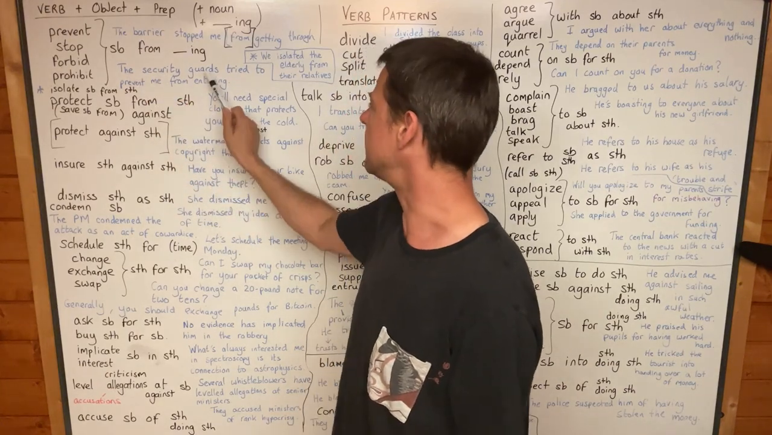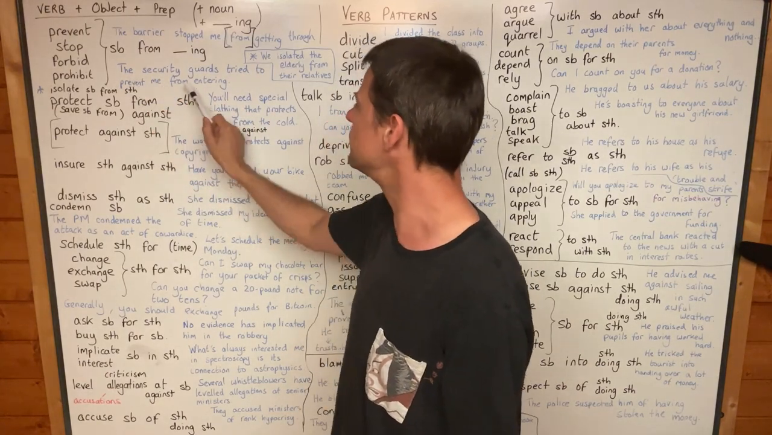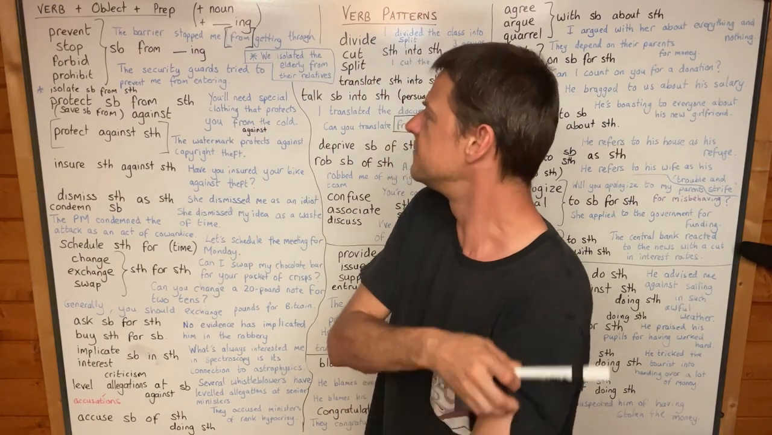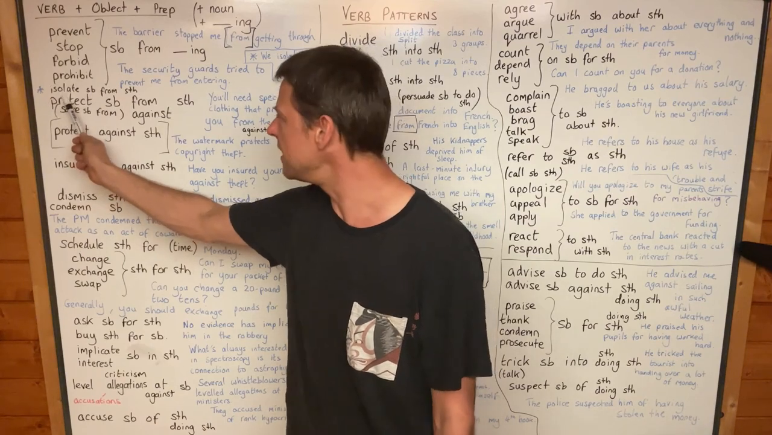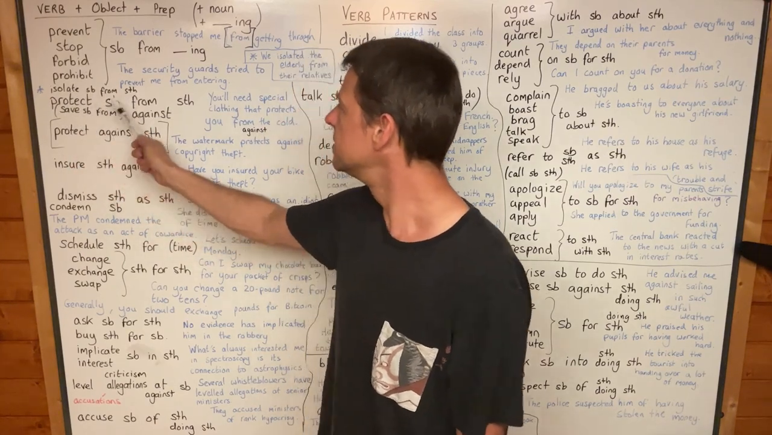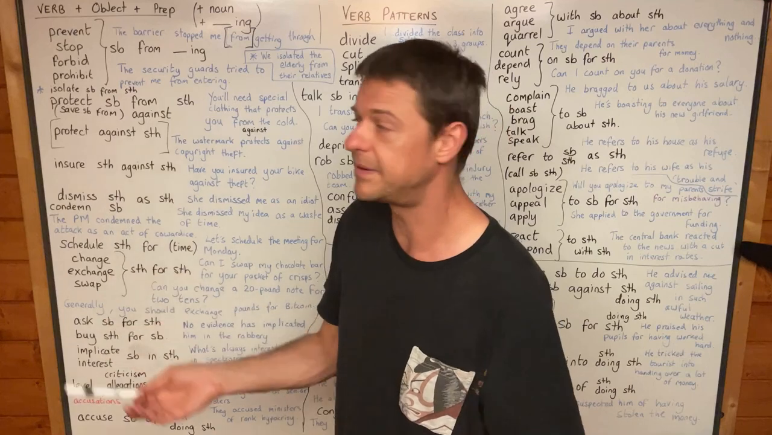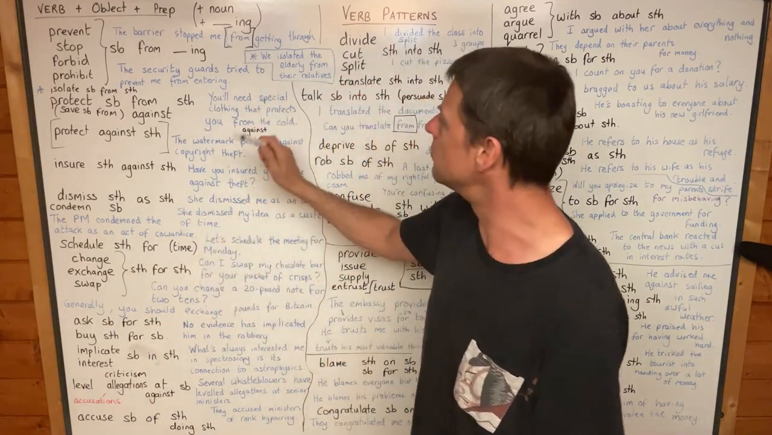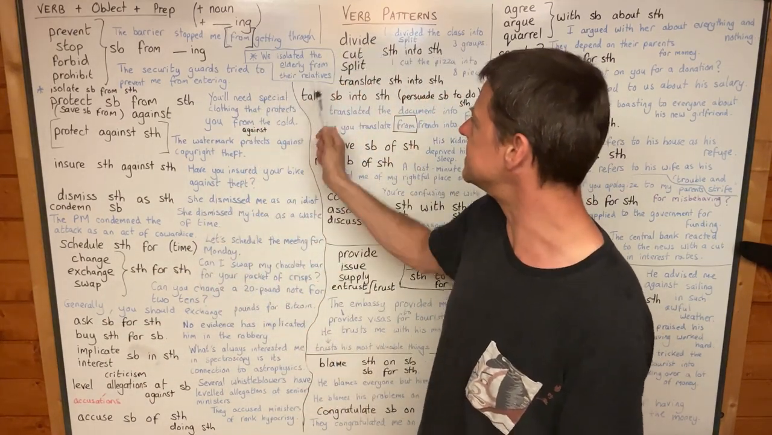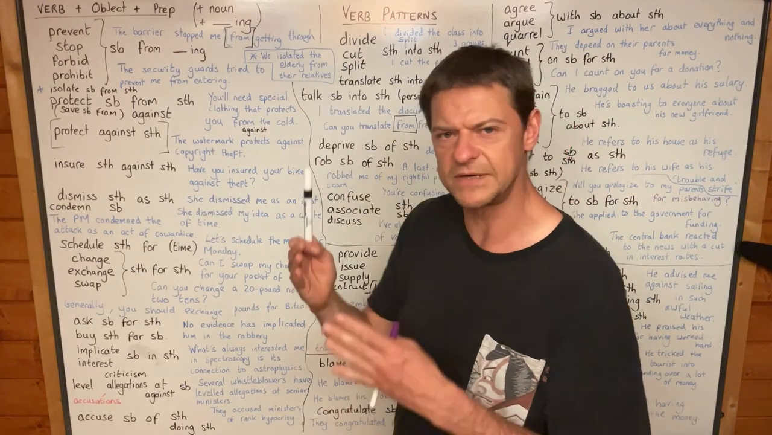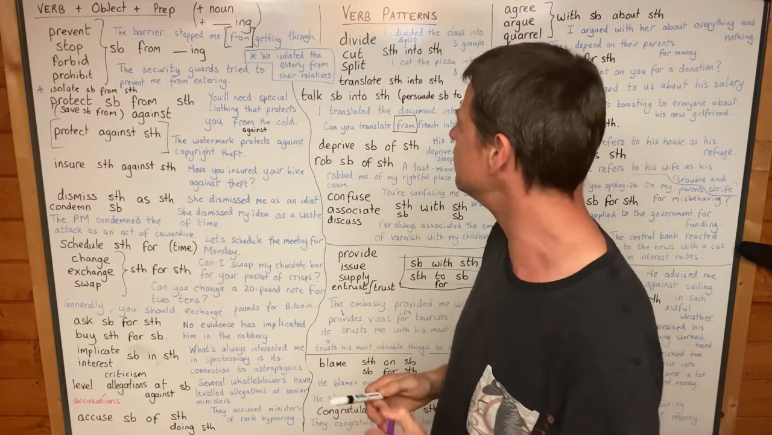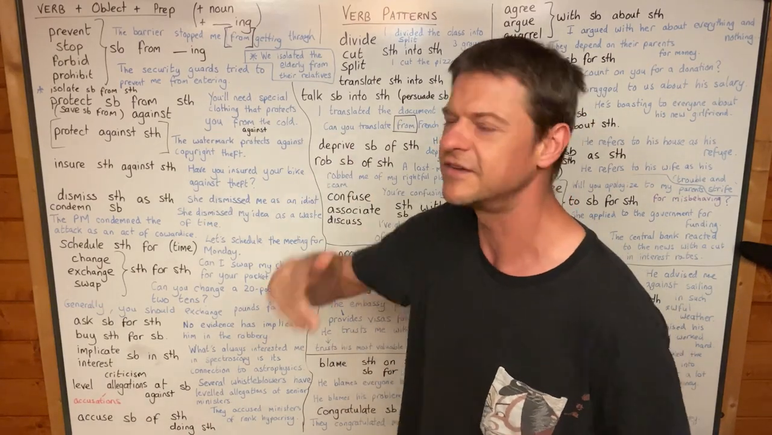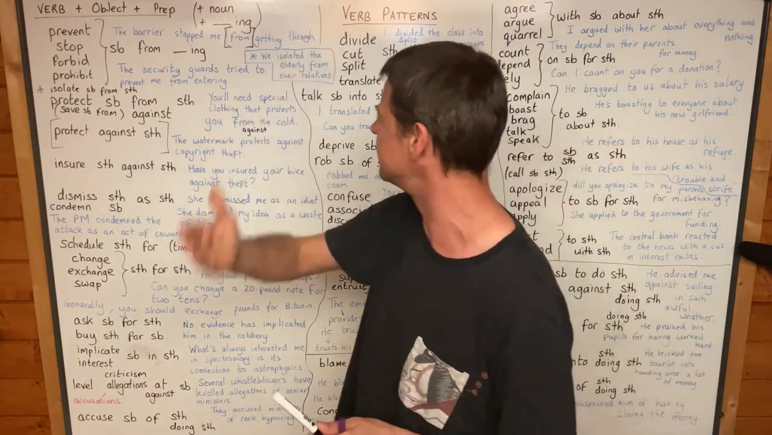Some more examples. The security guards tried to prevent me from entering. OK, and so they're all pretty similar. Now, another one which works the same is isolate somebody from something or from other people. So, for example, for a couple of years, we isolated the elderly from their relatives. Yeah, we didn't allow the elderly to see their relatives. We put them in care homes and we said you can only see your relatives through the glass.